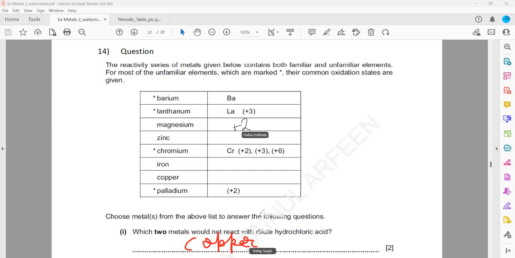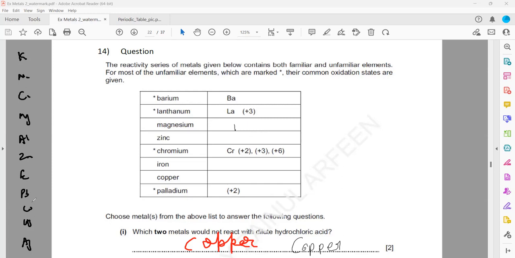You have to choose a metal from the above list to answer the following. Which two metals would not react with dilute hydrochloric acid? So first, when we set up our normal reactivity series, we have potassium, sodium, calcium, magnesium, aluminium, zinc, iron, lead, copper, mercury, silver.